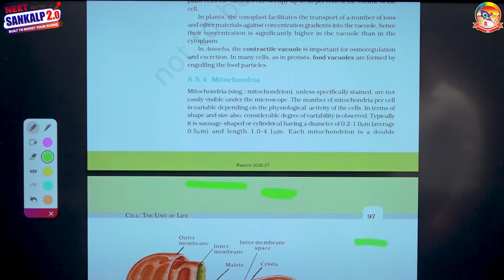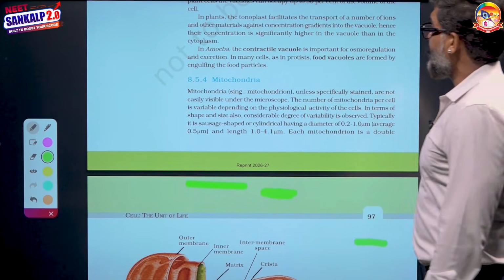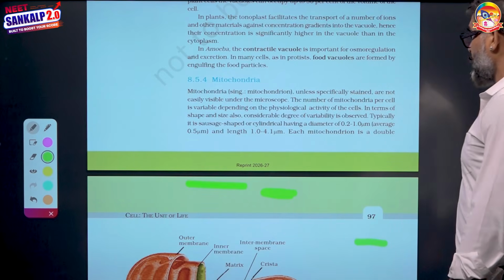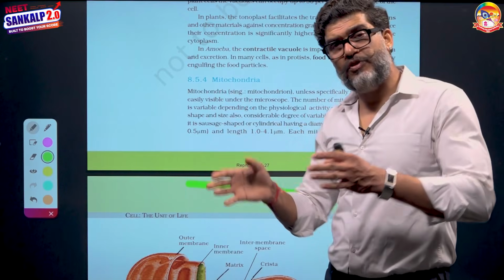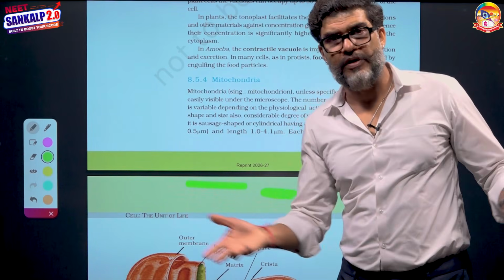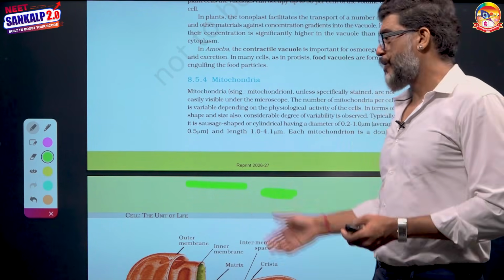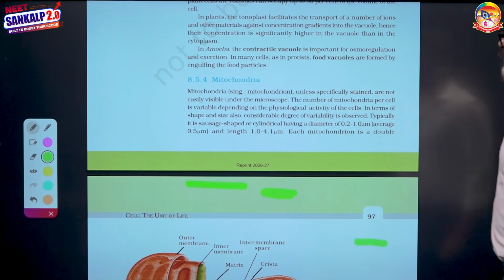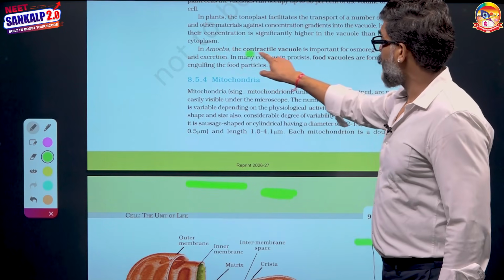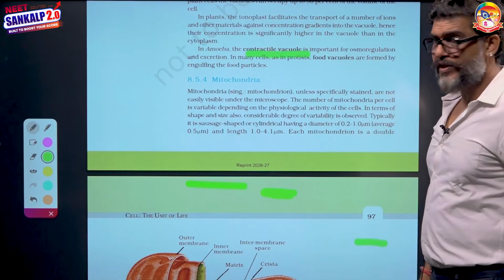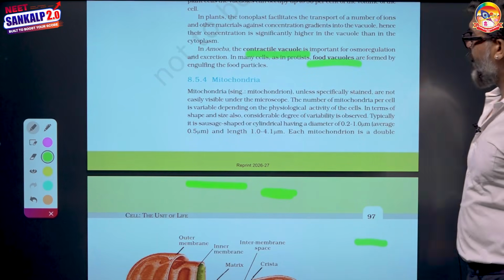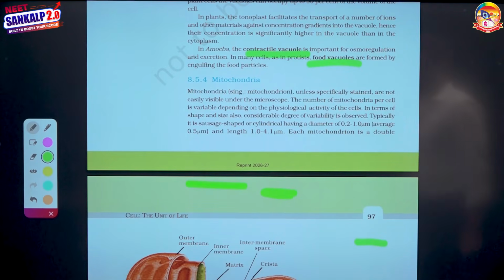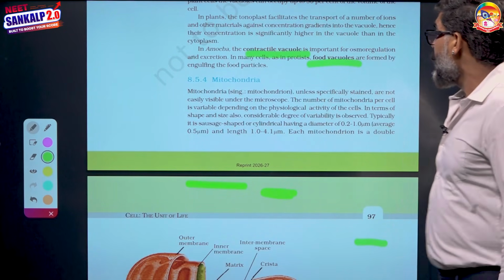In plants, the tonoplast facilitates transport of a number of ions and other materials against the concentration gradient into the vacuole, meaning if any substance is present in surplus amount inside the vacuole, its movement was definitely a kind of active transport. Besides this, amoeba has a contractile vacuole, whose important function is osmoregulation. Food vacuoles can also be seen in various kinds of animals. Next cell organelle is mitochondria.